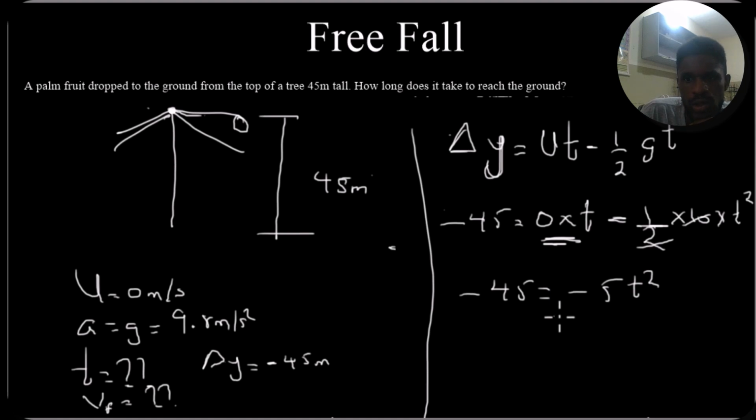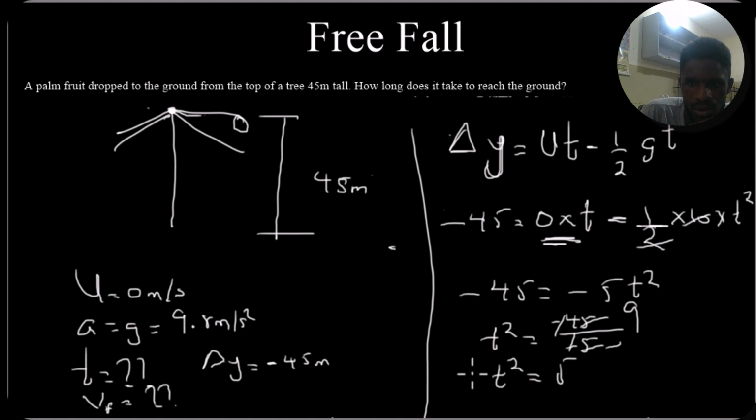Now, divide both sides by minus 5, such that t squared will be minus 45 over minus 5. Minus cancels out minus 5 here, 5 in 45 is 9. So t squared will be equal to 9, or rather square root of t squared will be equal to square root of 9. Square root cancels out the square, and the square root of 9 will give us plus or minus 3 seconds. Now our answer here will definitely be plus 3 seconds because time can't be negative.